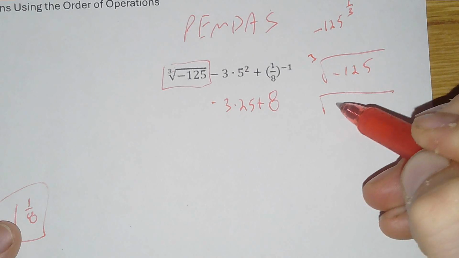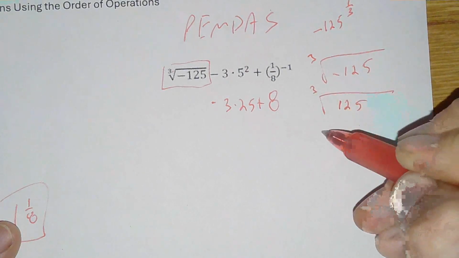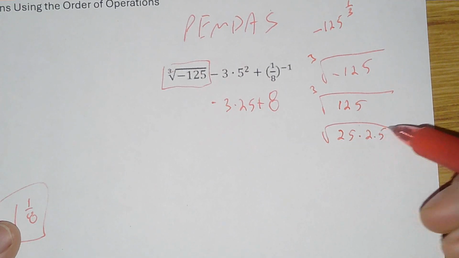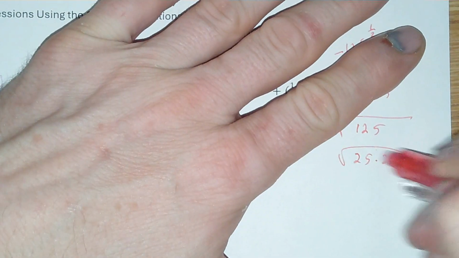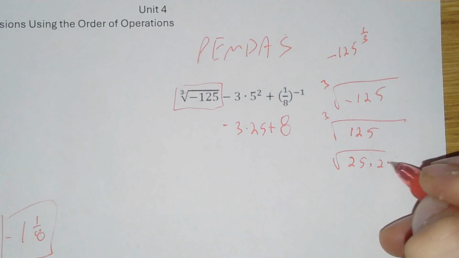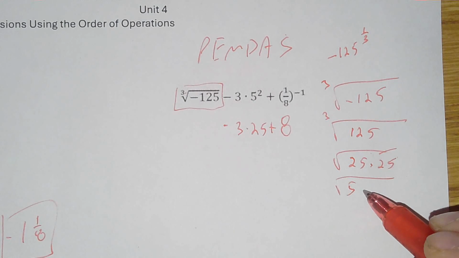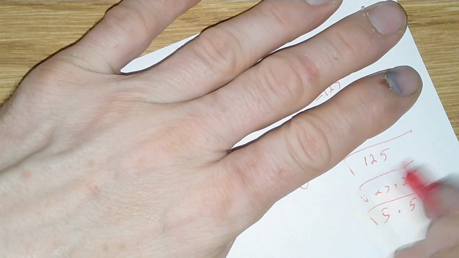So okay, maybe let's do 125 and see if we can figure something out. Let's try with 25. 25 times 25 is 625, so that doesn't work. What if I do 5 times 5 times 5? Okay, that works.